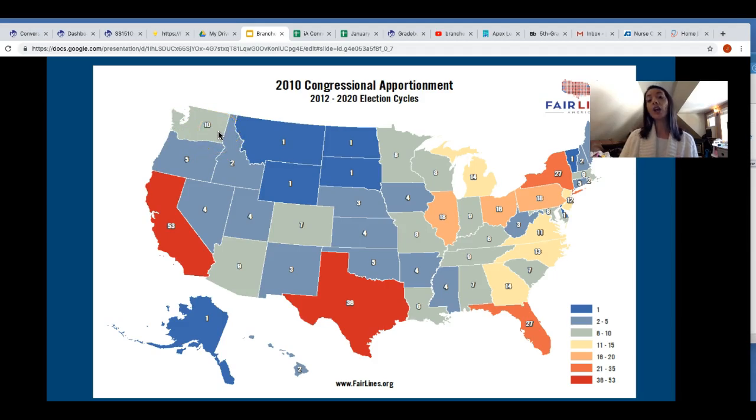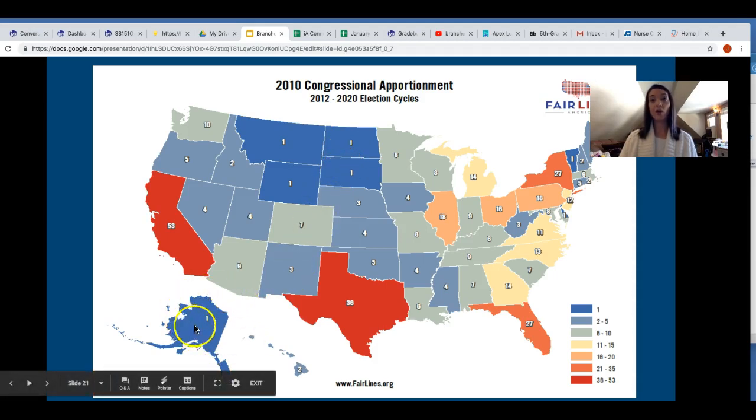Now if we look at other states with lower populations, you'll see that they only get 1. So Montana only gets 1. North Dakota, South Dakota only get 1. Here's Alaska, only 1, okay? And that's because they don't have big populations. So if we keep looking ahead, here's a big state like Texas with 38. Florida and New York are pretty big with 27.